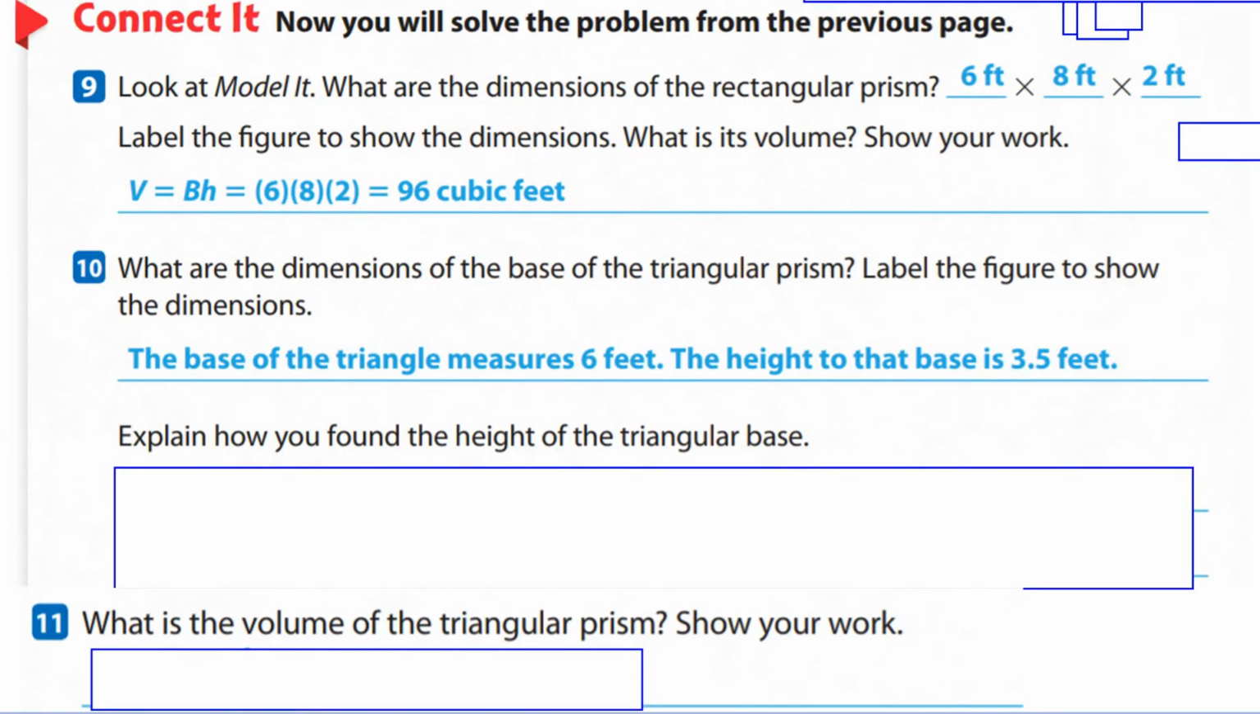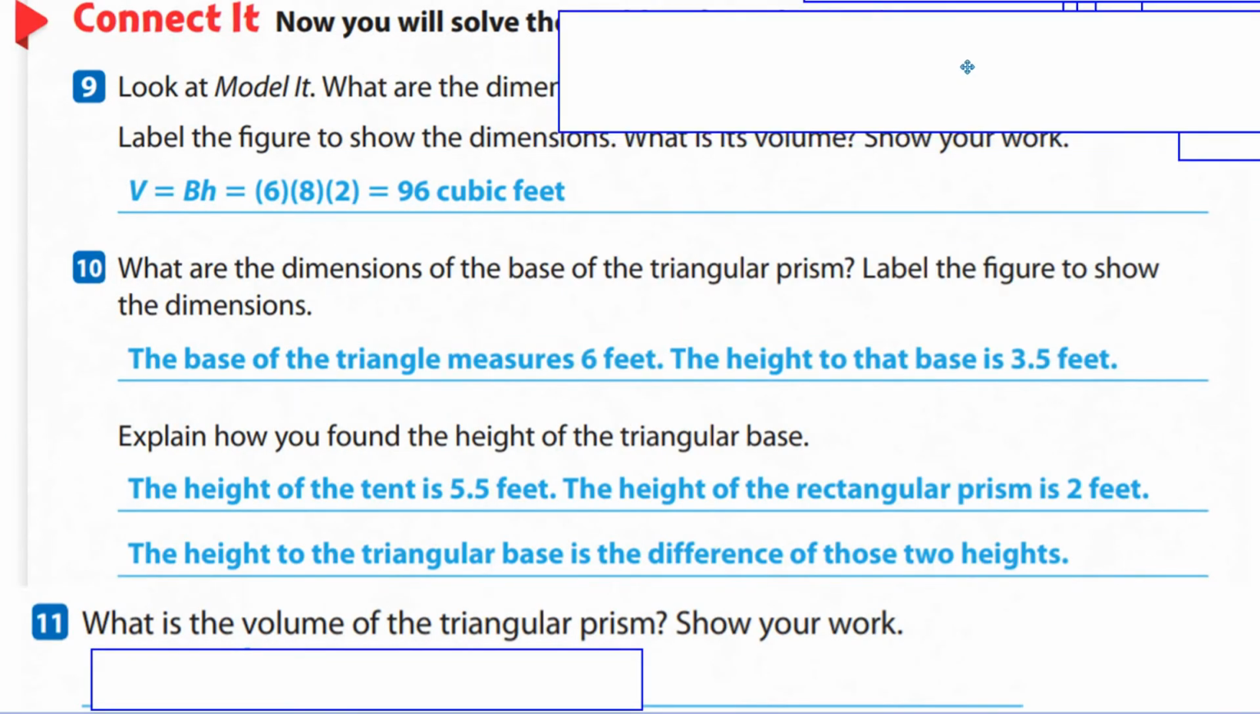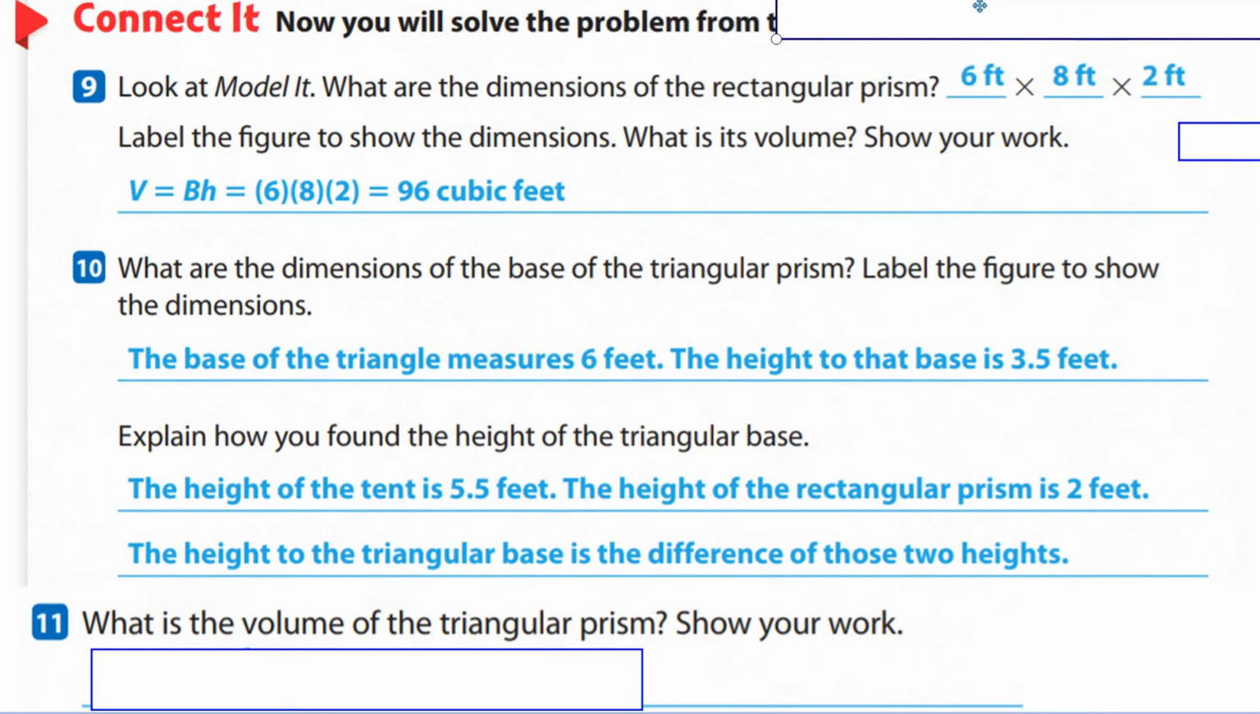So, how do you find the height? We just explained it. The height of the tent is 5.5 feet, as we know. The height of the rectangular prism is 2 feet. So the height of the triangular base is the difference of those two heights, which makes it 3.5 feet.